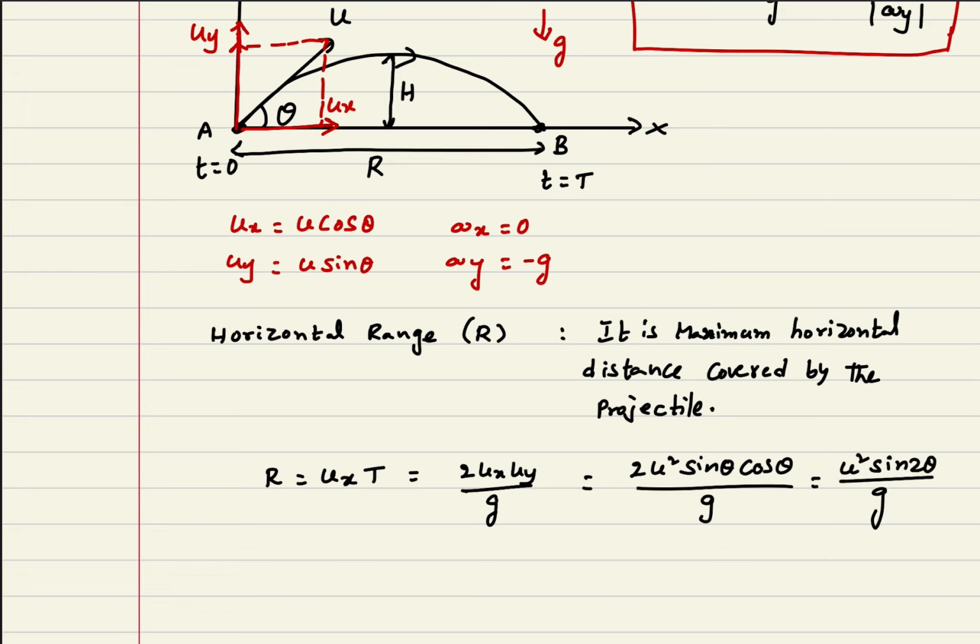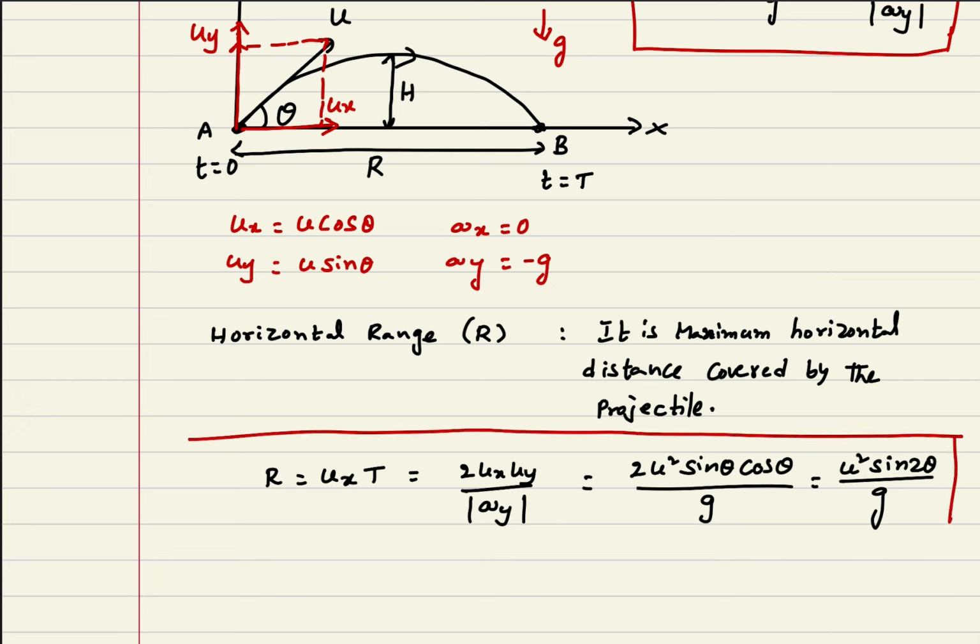The first relation 2 ux uy by ay, I am writing in other way. Instead of writing g, I am writing magnitude of ay. Okay, this is my range. Horizontal range formula is this. We can apply as per the given situation.